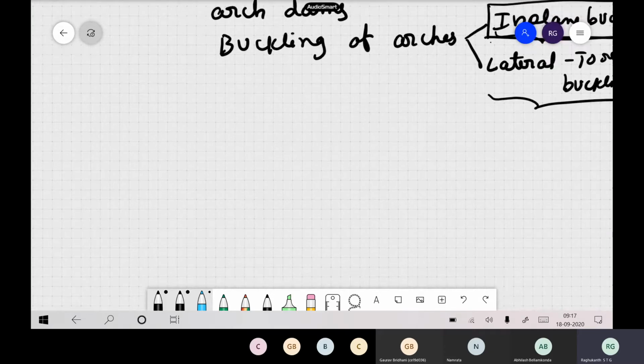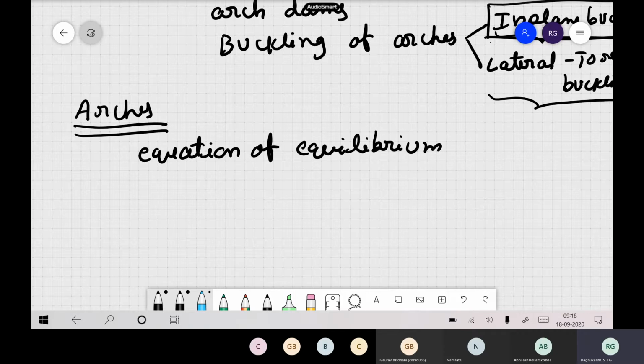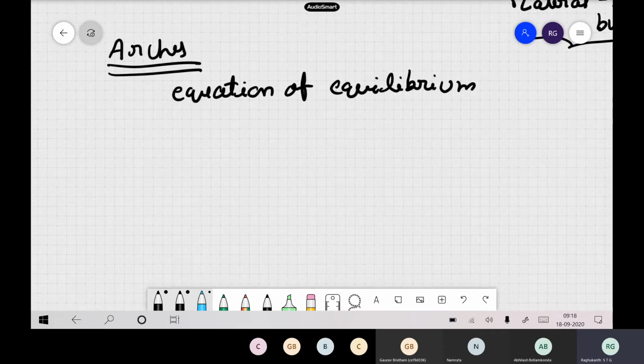So now let us see the first case, and then we will go to this maybe after some point of time. Okay, so for arches, you have to write the equation of equilibrium. Yeah, so for arches, what is the equation of equilibrium? So this we have to derive first, or anyway, you already have the equations. So in arches, there are basically two equations which are widely used.